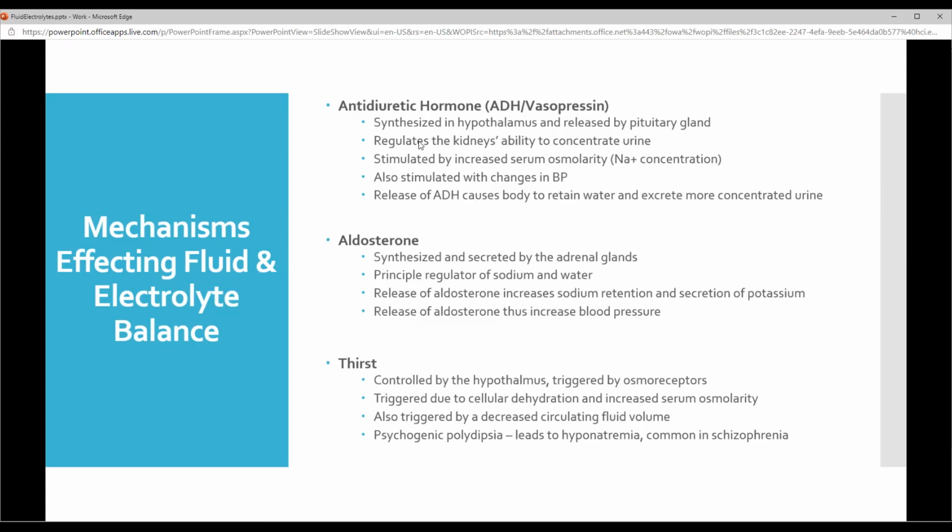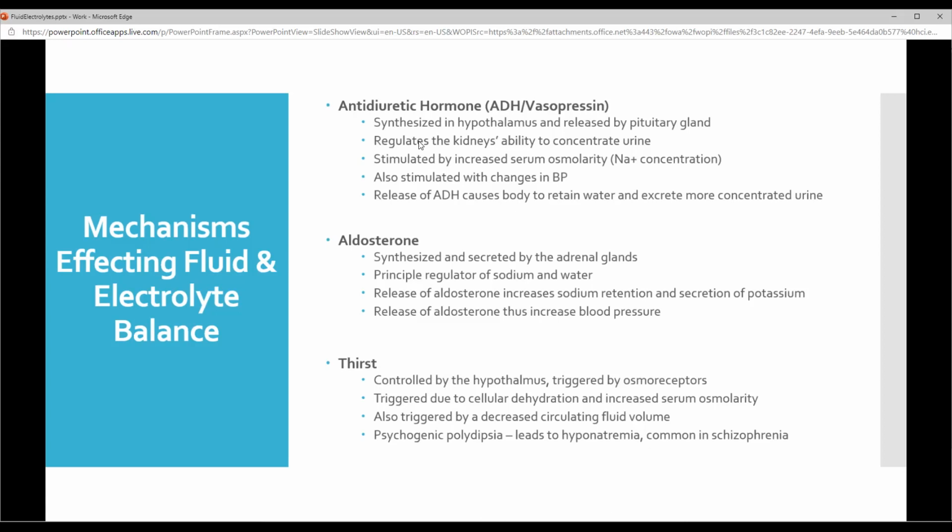ADH gets released. It's just a natural process that happens when the body knows, dang, my osmolarity is high. I'm a little salty. My blood's a little thick. Let me tell my brain, okay, hold on to water so we can balance everything out, right?